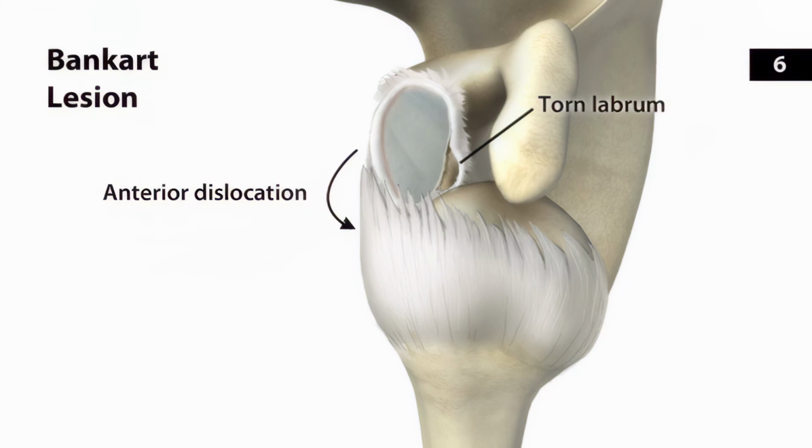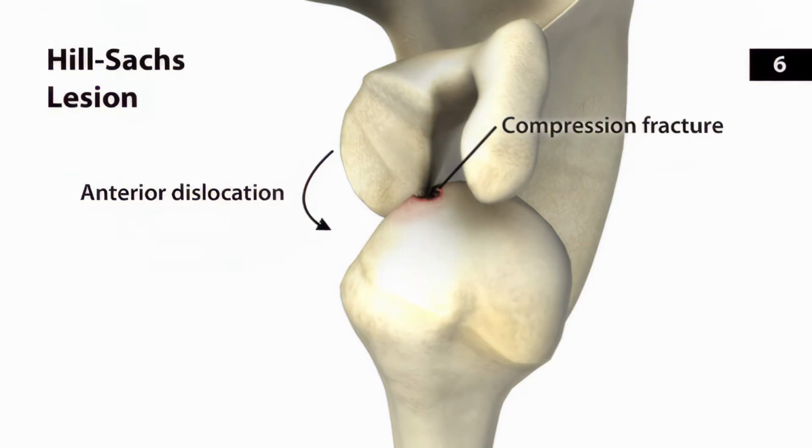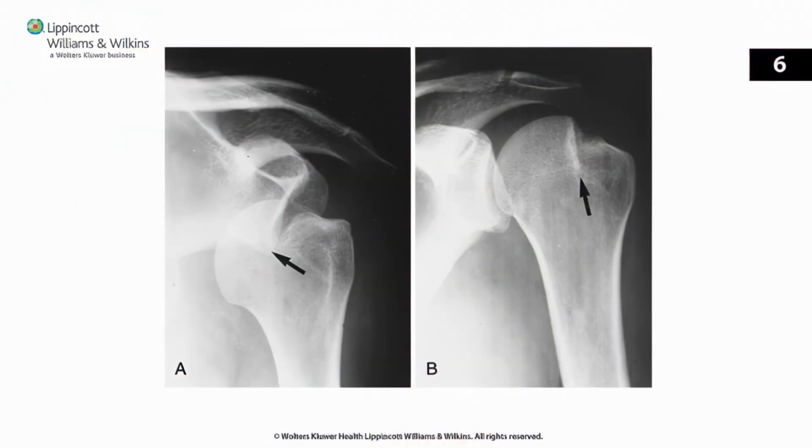That's called a Bankart lesion. Or you could have a traumatic defect of the posterolateral humeral head due to forceful impact against the anterior rim of the glenoid, and that's referred to as a Hill-Sachs lesion. So on the left, you see that the shoulder has become dislocated and the head of the humerus impacts the glenoid rim. And then on the right, after the dislocation has been reduced, you see this prominent vertical white line where that impact fractured the head of the humerus. That's the Hill-Sachs lesion, or the Hill-Sachs fracture.